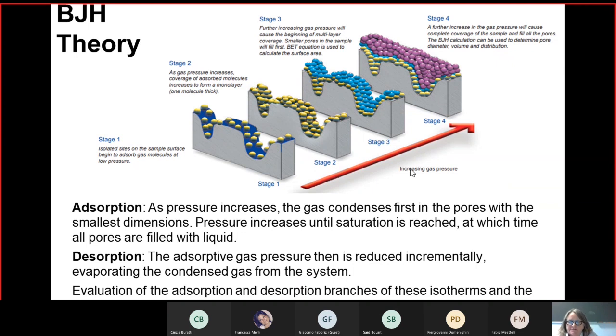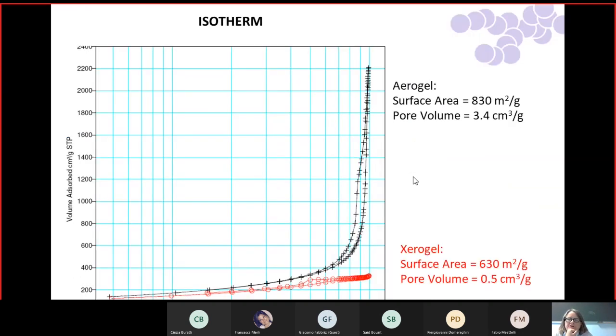So this is an isotherm, volume adsorbed versus partial pressure, for an aerogel in black and for a xerogel in red. And remember, we talked about xerogels: they're collapsed aerogels. And so again, like the other one I showed you, these are silica, both of them. Like the very first, again, we see adsorption and we have a hysteresis and desorption.